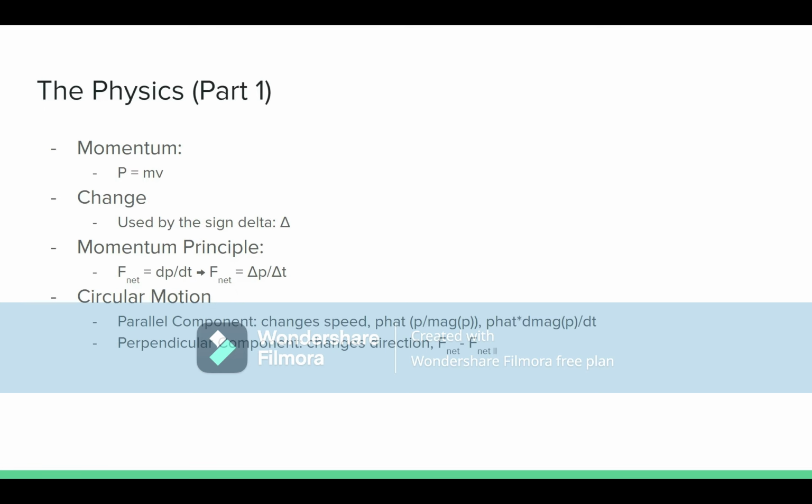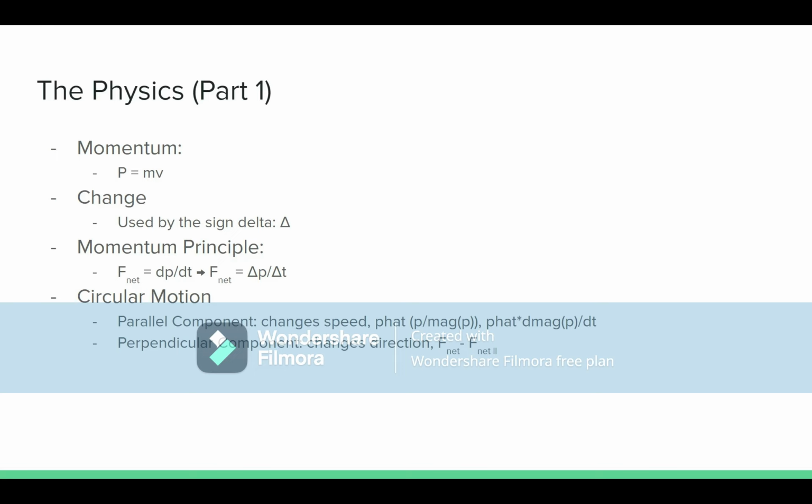In part 1 of this lab, there are a few physics principles that are necessary to comprehend. First is momentum, where momentum is equal to mass times velocity. Next, the Greek letter delta represents change, and therefore, in the momentum principle, where F net equals dp over dt, the net force is essentially equal to the change in momentum divided by the change in time.